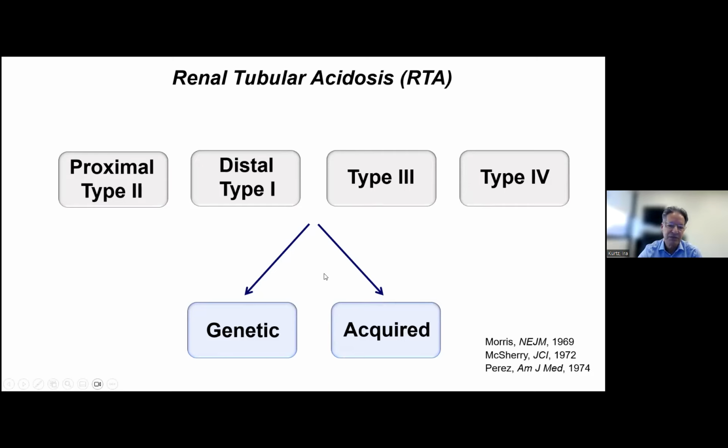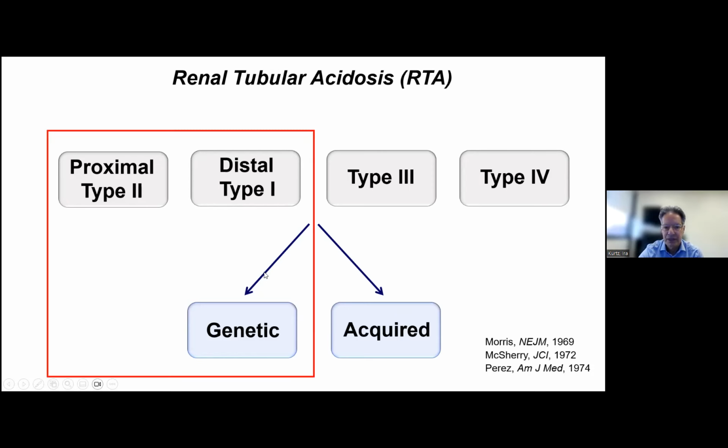And these can be distinguished as to whether they're occurring on a genetic basis or whether they're acquired, like all things in medicine and nephrology. So what I'll continue to talk about is the proximal and distal RTAs of the hypokalemic type that are genetic as far as their basis.